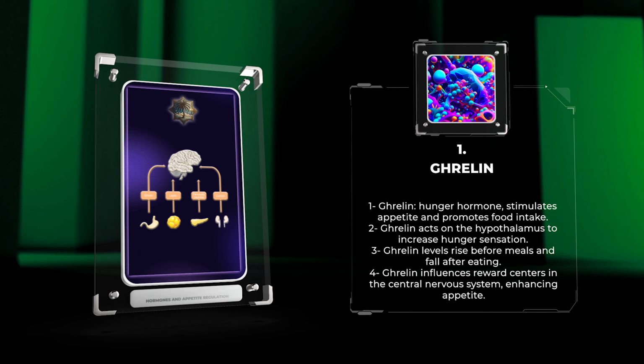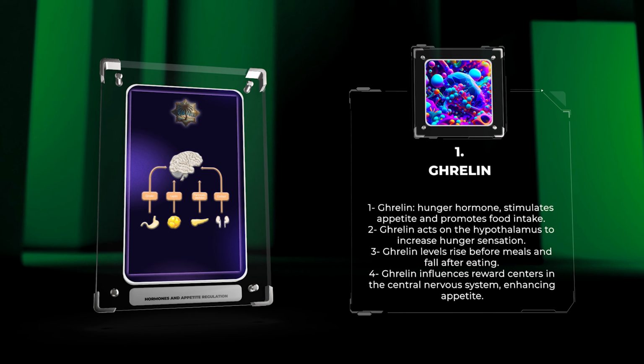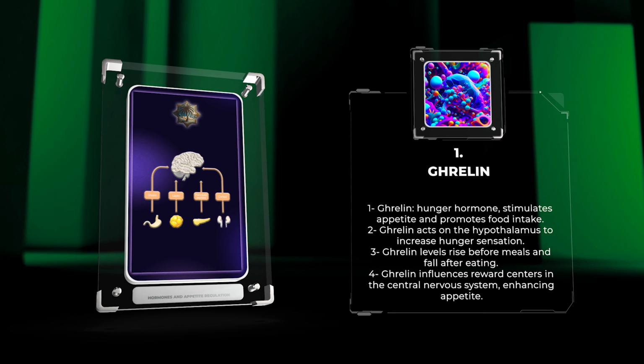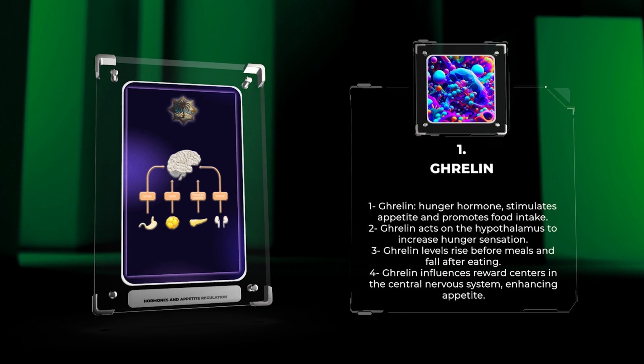Moreover, ghrelin also influences other areas of the central nervous system, such as reward centers, further enhancing our appetite. This intricate interplay of ghrelin and the central nervous system contributes significantly to appetite control.